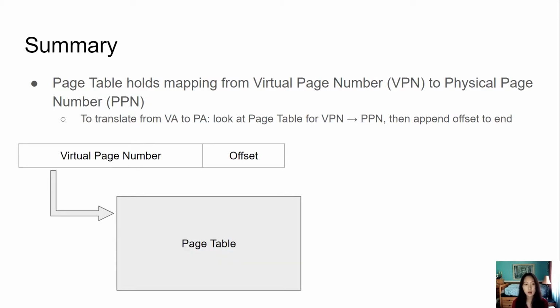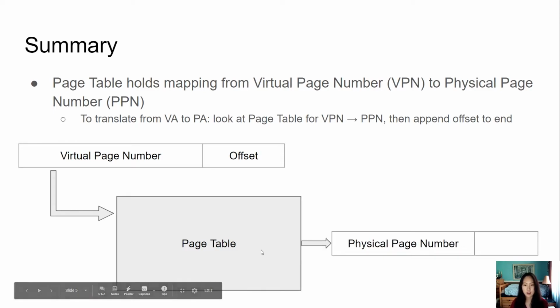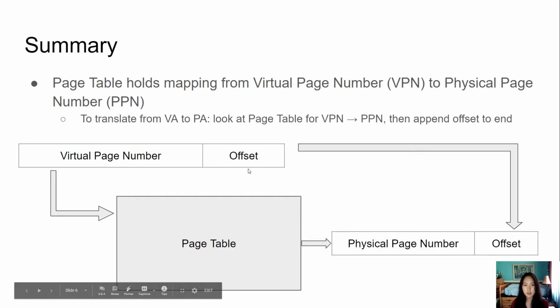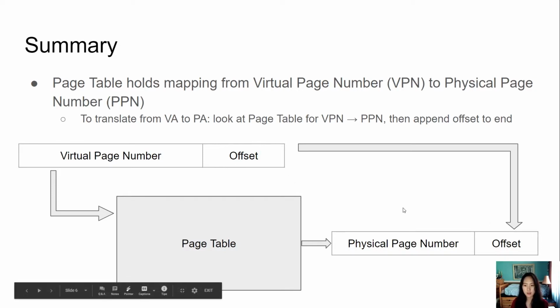So as an example, here's a virtual address that we split into our VPN and offset. We look in our page table for the mapping between the VPN and PPN, so the page table outputs the physical page number. And then we append the offset in our virtual address to our physical page number to create the physical address. This works because the virtual pages are the same size as our physical pages. So the number of bits to represent the offset are the same between the virtual address and the physical address.